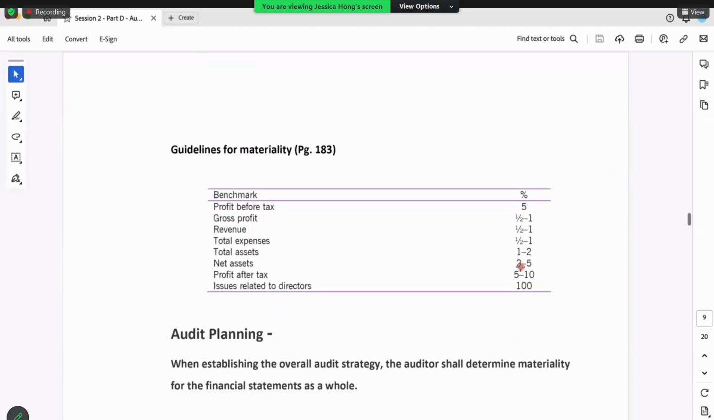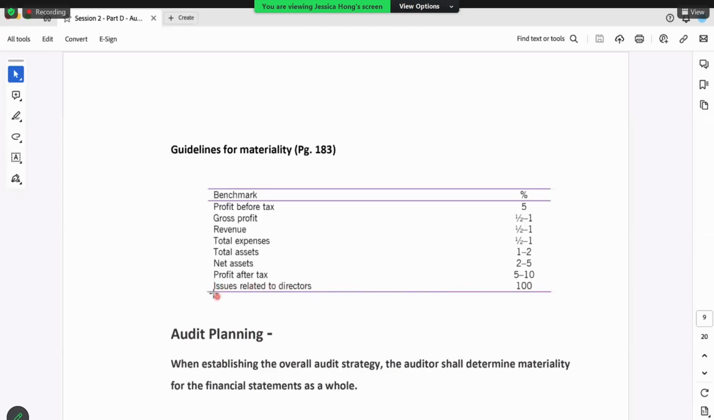So this is an example of guidance on materiality, where you can see 5%, 1%. This is by value. So they set it by value. For some of them, the threshold is all, meaning any issue related to directors. It is 100% because, by nature, all these issues are considered material. That's why we set it as 100%.